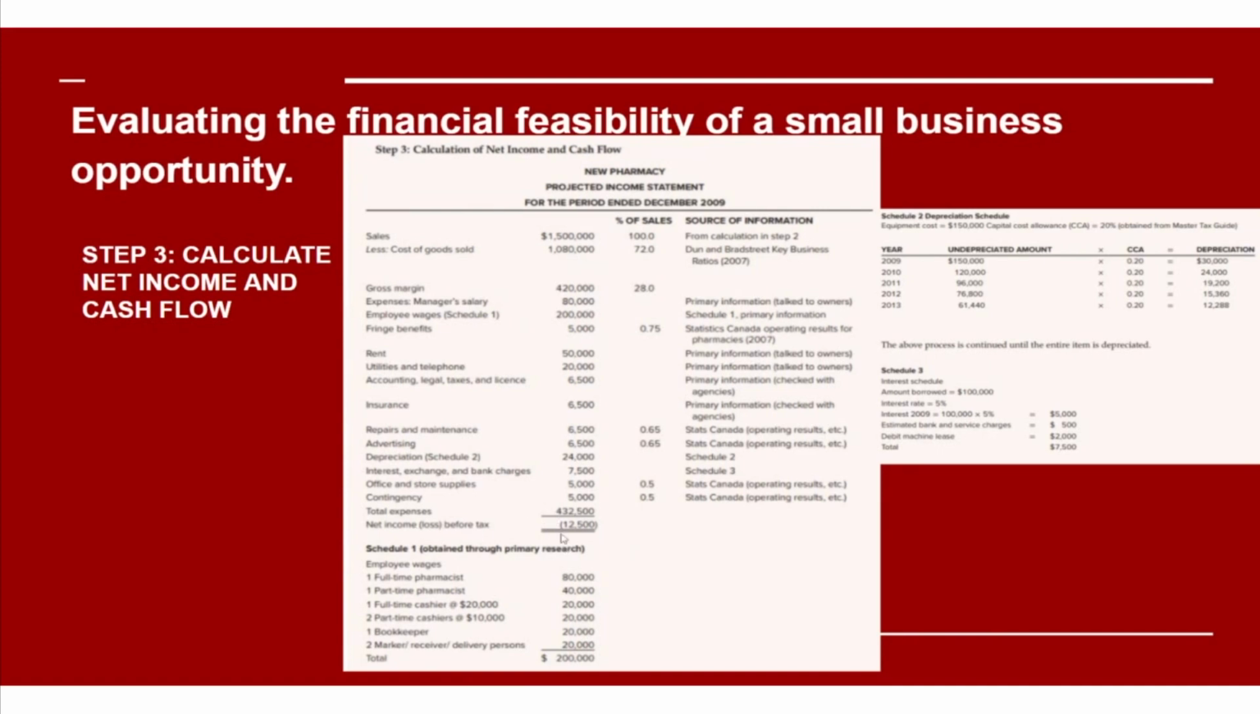Now, in this particular case, notice the net income is negative. You'll also notice, in order to get these numbers, where do they come from? They use Stats Canada to say that cost of goods sold is usually 72%. Gross margin is usually 28%, which, with 72, makes 100. Fringe benefits is 0.75%. These percentages are printed; Stats Canada collects those for all companies. So we can estimate our net income.